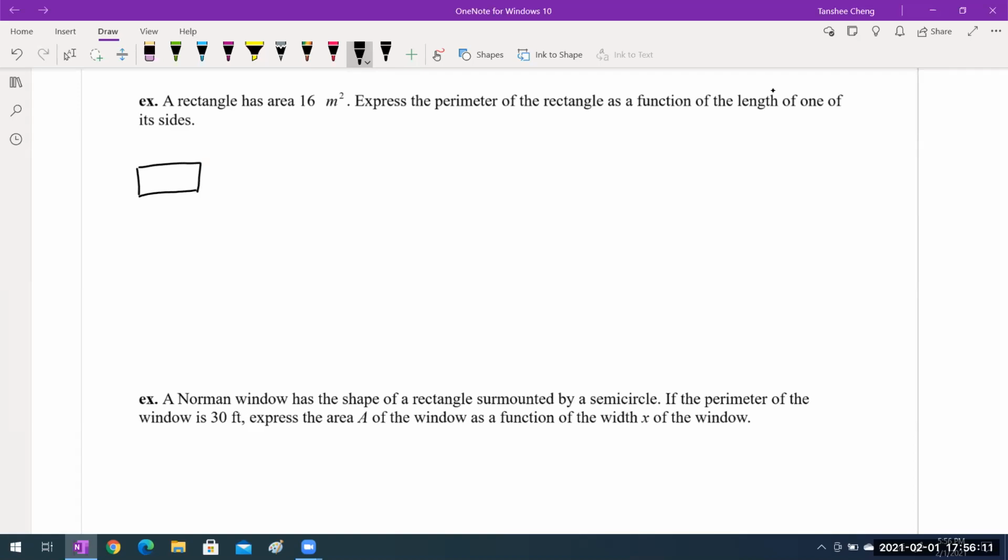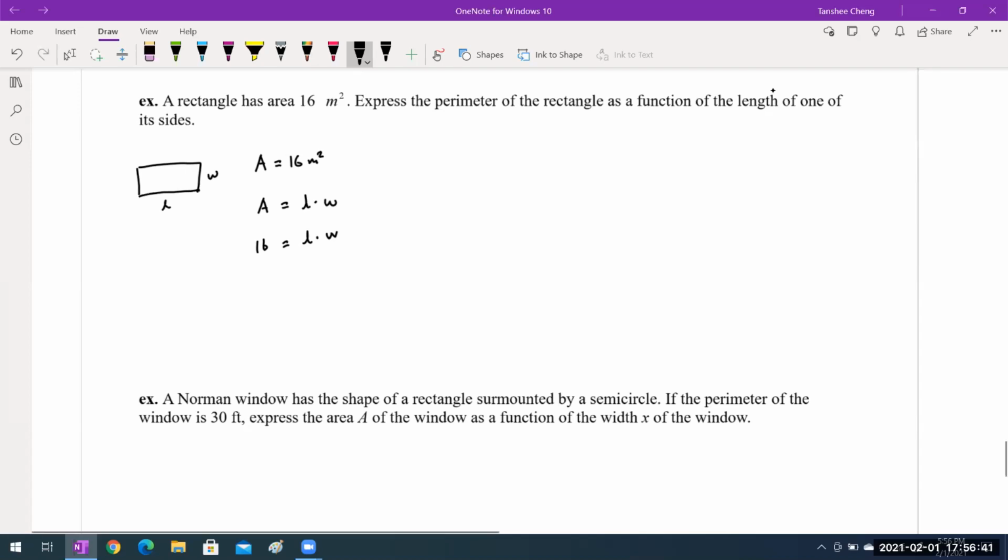Here's a rectangle, with the length and the width that we know. And the given part is the area is 16 meters squared. And we know that the area is basically length times the width, right? Those are the pieces of information that we have so far. So therefore, 16 is equal to length times the width. So that's the first column that I usually put in, which is all the information that I know.